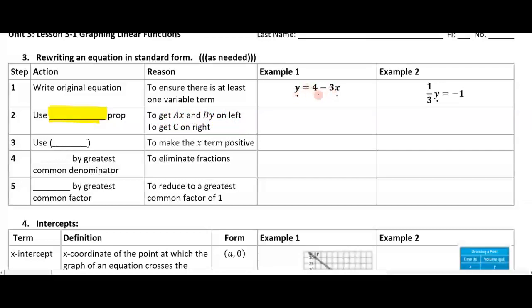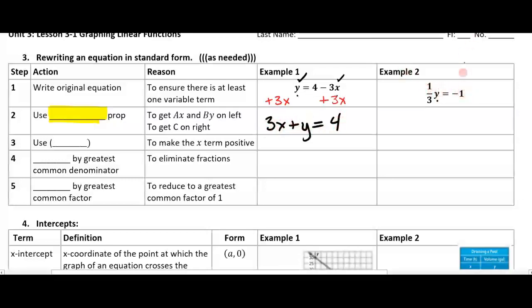So in this case, I see that my y is on the left, that's good, but my negative 3x is on the right, and that is bad. So I'm going to use my additive property to add 3x to each side. I can't combine the 3x plus the y together. They're different terms, and the whole point is we want them to stay different terms. This means for this example, I now have 3x plus y equals 4. And I want to list my x term first.